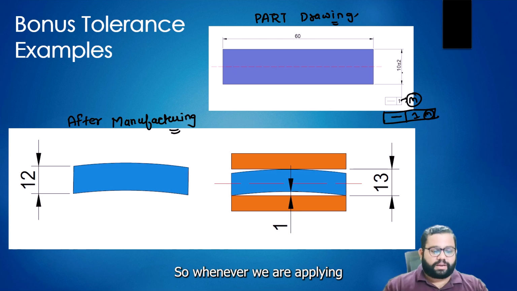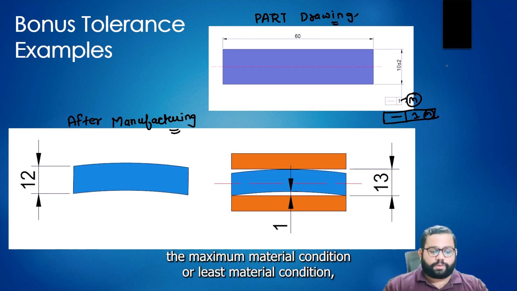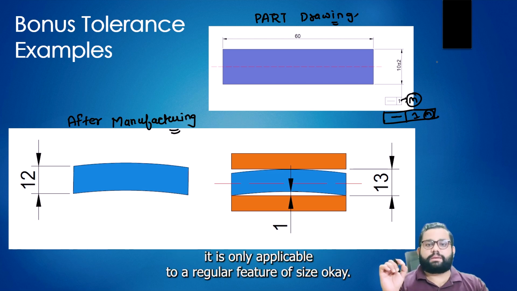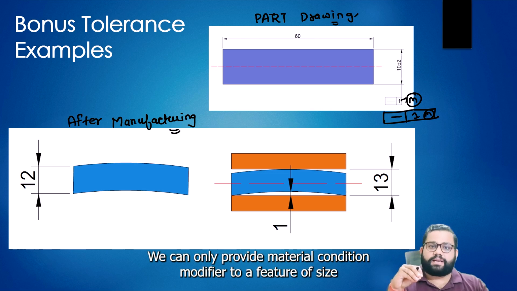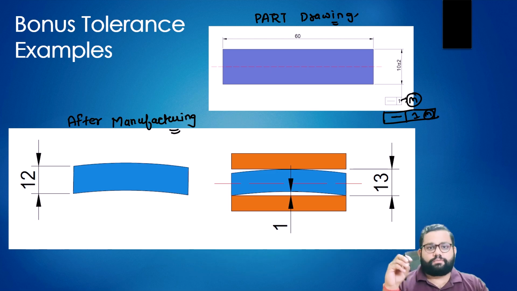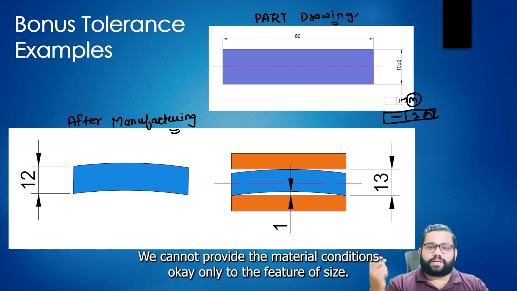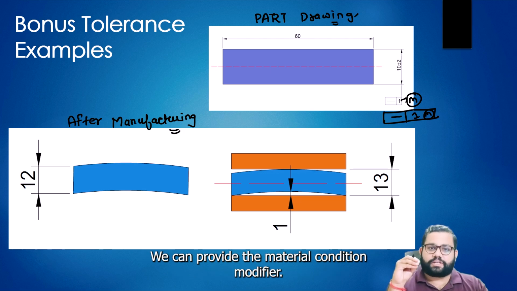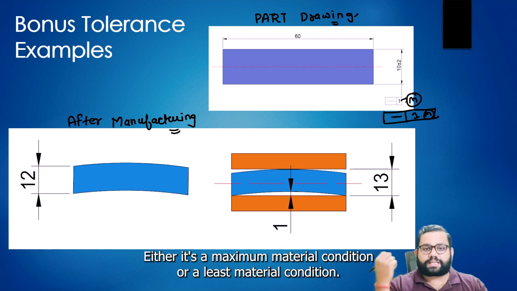So whenever we are applying the maximum material condition or least material condition, it is only applicable to a regular feature of size. We can only provide a material condition modifier to a feature of size, not to a plain feature. Only to a feature of size can we provide the material condition modifier, either maximum material condition or least material condition.